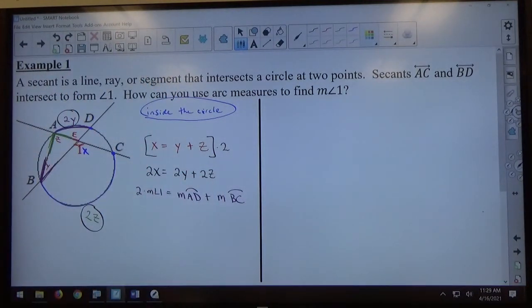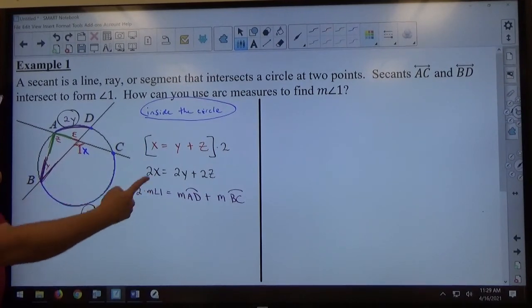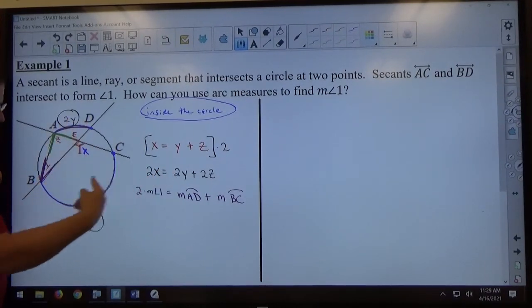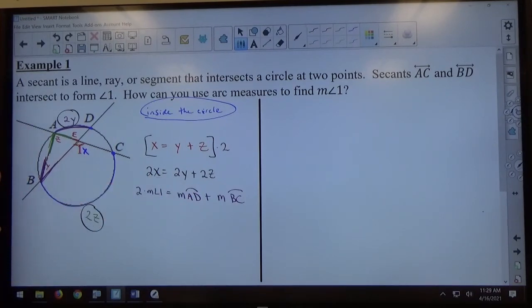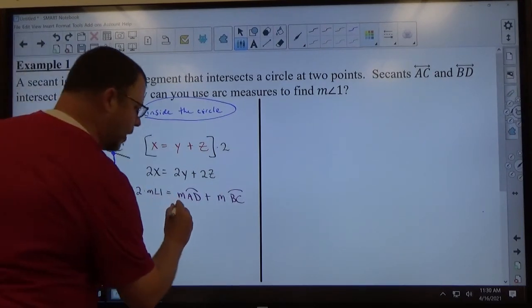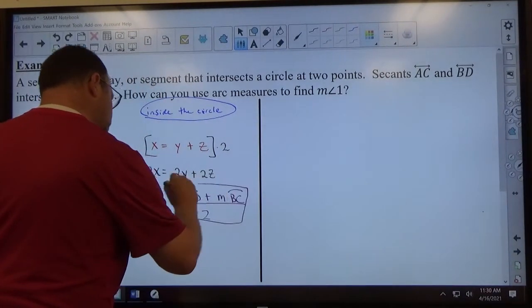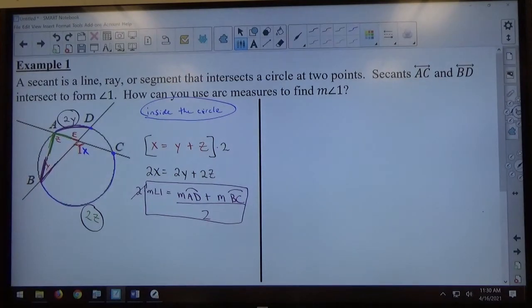Again, x, 2y, and 2z had different names. So x is measure of angle 1. 2y is measure of AD, and 2z is measure of BC. So I just substituted those things right in. And my task was to figure out how I can find angle 1. So if I want to find measure of angle 1, I divide everything by 2, and the measure of angle 1 is equal to the two arcs intercepted, added together, divided by 2.